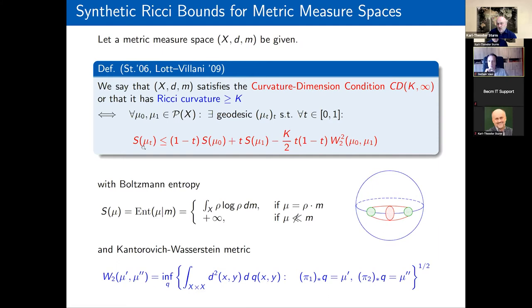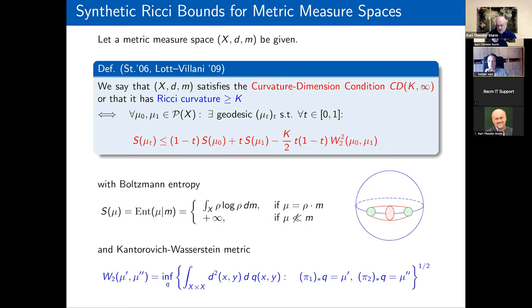And in this definition, the two ingredients d and m enter in the following way. The distance is used to define this Wasserstein distance and thus to define what a geodesic means. And the measure m enters the picture in order to define the Boltzmann entropy. So to summarize what we do, we pass from the underlying metric measure space to the space of probability measures, where the underlying metric enters. And then on this space of probability measures, we ask for convexity properties of entropy-like functions. Here indeed, it's the entropy. But if we pass to a more general condition, it will be a modification. So the general condition is quite involved.